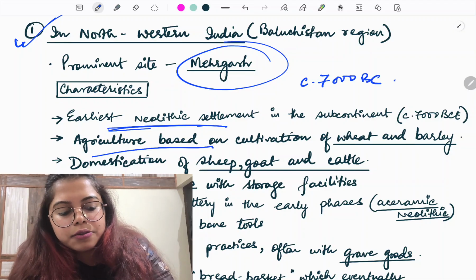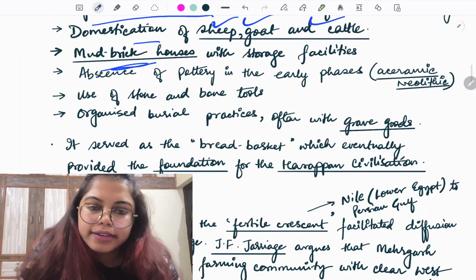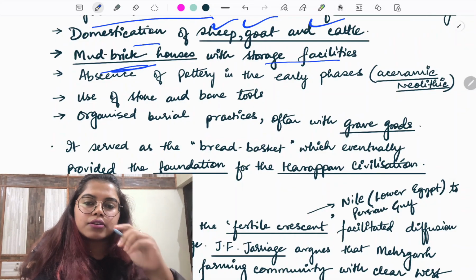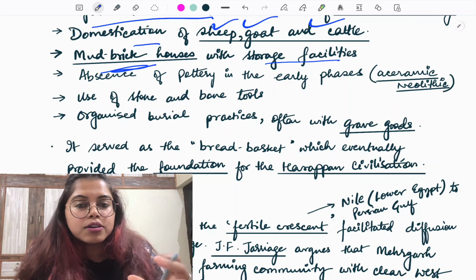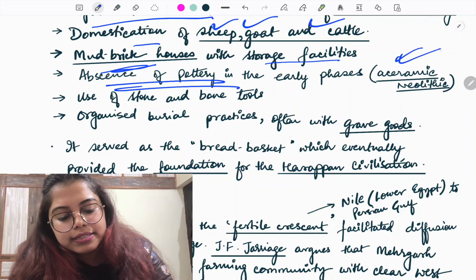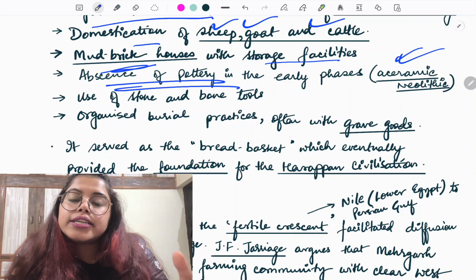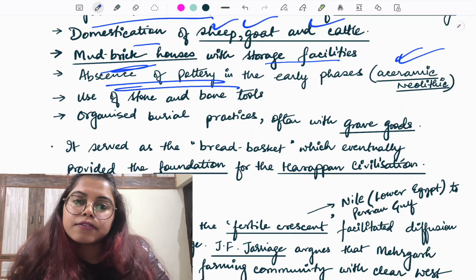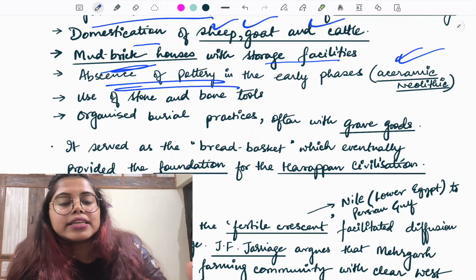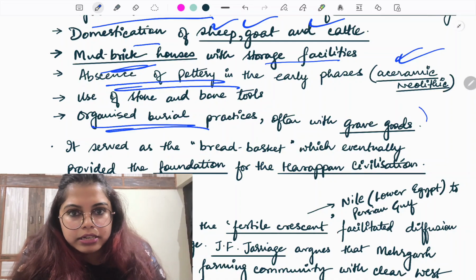So circa 7000 BC. One of the earliest, there was domestication of sheep, goat and cattle. Mud brick houses were there with storage facilities, which shows that they already had a kind of advanced knowledge of agriculture, because when do we need storage facilities? When we have agricultural surplus. Right? Next, there was absence of pottery. This is very important. It was an aceramic Neolithic. That is, in the initial phases pottery was not there. Pottery developed later. Aceramic means absence of pottery in the earlier stages, and even if it existed, it would be in a very crude form, maybe just a little handmade pottery, just to get by.